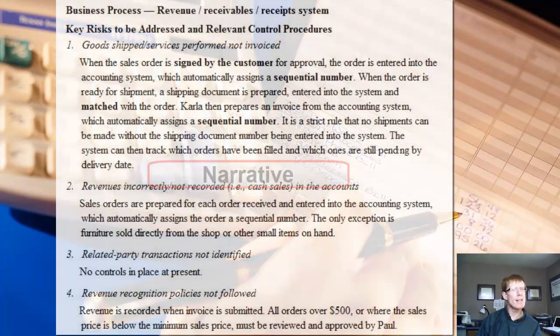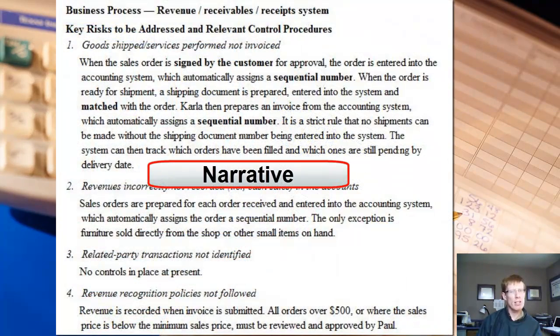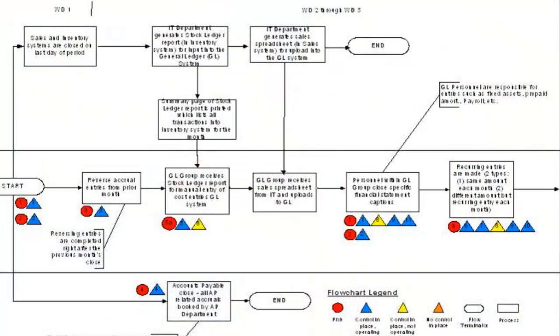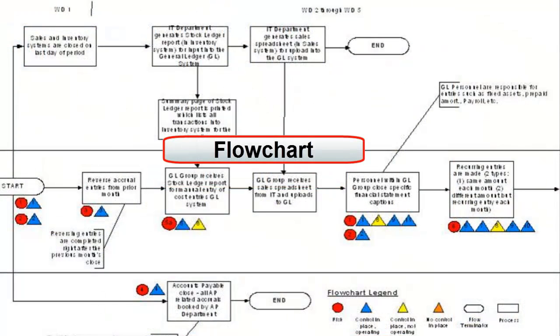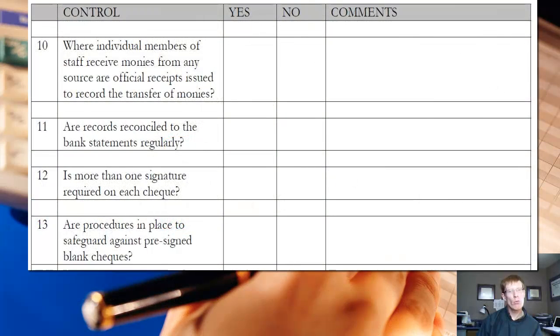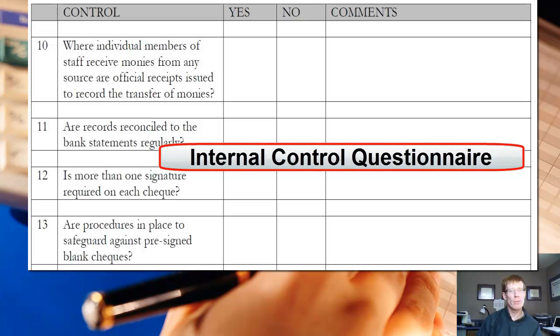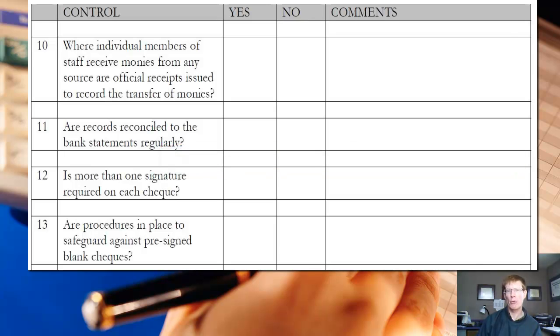First, we could use a narrative description of the process and the controls in place. Second, we could use a flowchart representation of the sequential process flow in the transaction cycle. Or third, we could use an internal control questionnaire, which asks a series of questions about the controls that are in place. Flowcharts and questionnaires are probably the preferred methods.